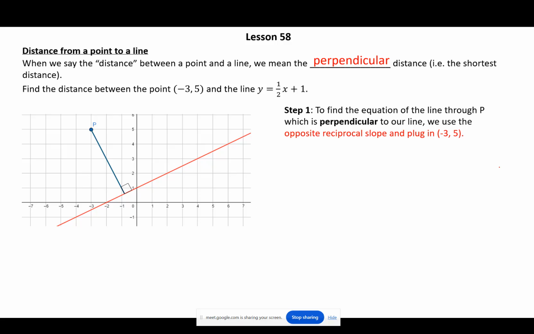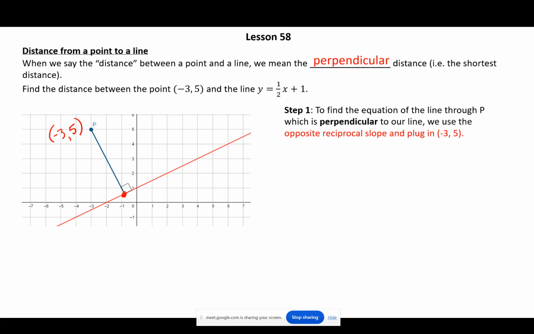So the first thing we have to do, if we're going to figure out the distance between P and the line, is that we need to find out where that segment crosses the line. What is the point of intersection? Because remember, when I find the distance between 2 points, this point is negative 3, 5. I need to know the coordinates of that point so that I can use my distance formula to find out how long that segment is. In other words, what is the distance between the point and the line?